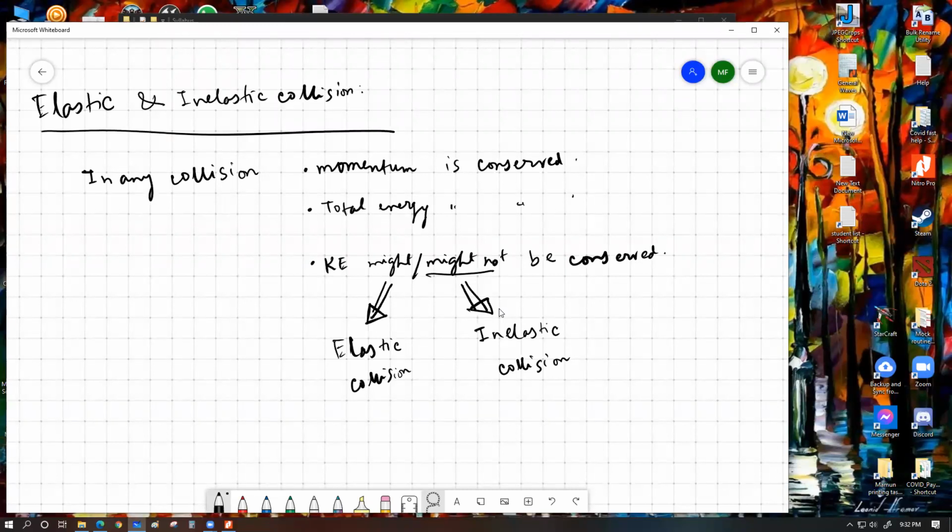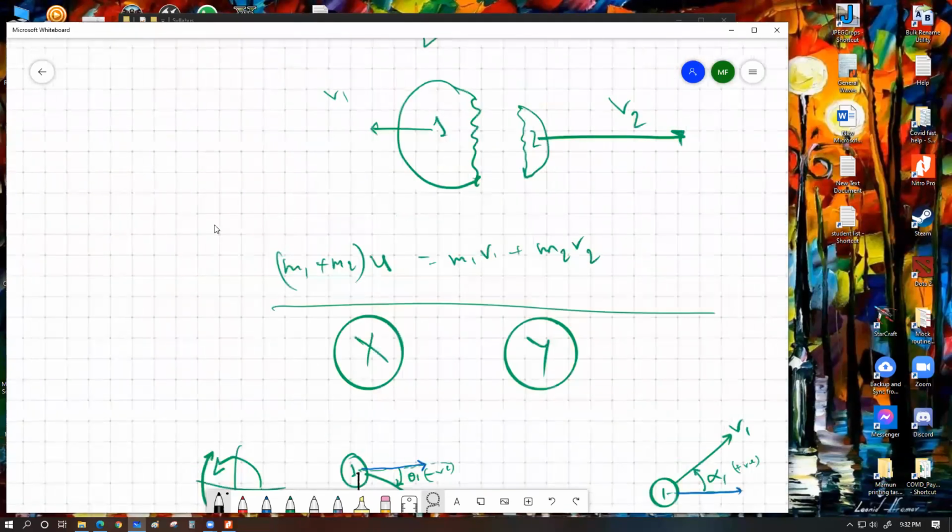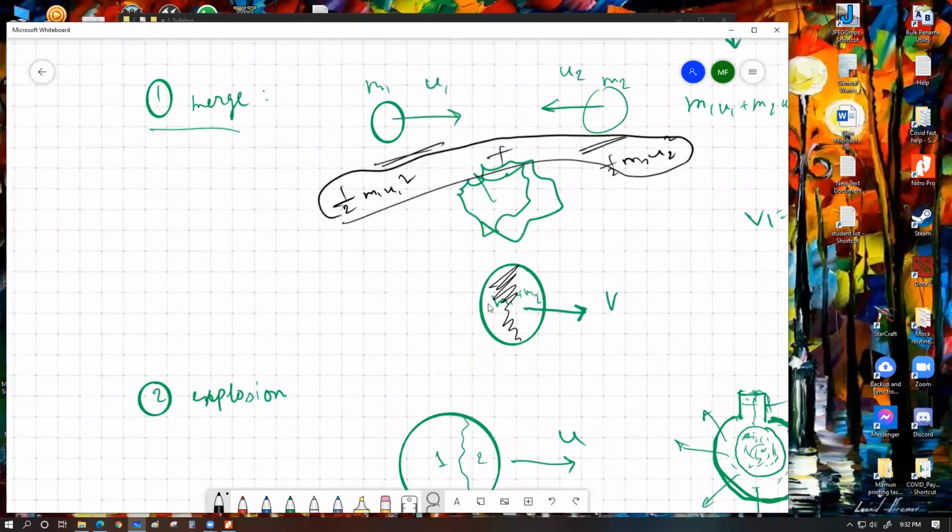That's what we mean. In the merging scenario, our after-collision kinetic energy will be less than before. So in this case, sum of KE before should be somewhat bigger than sum of KE after, because some kinetic energy would be spent to bond the two objects, which will be converted into potential energy.